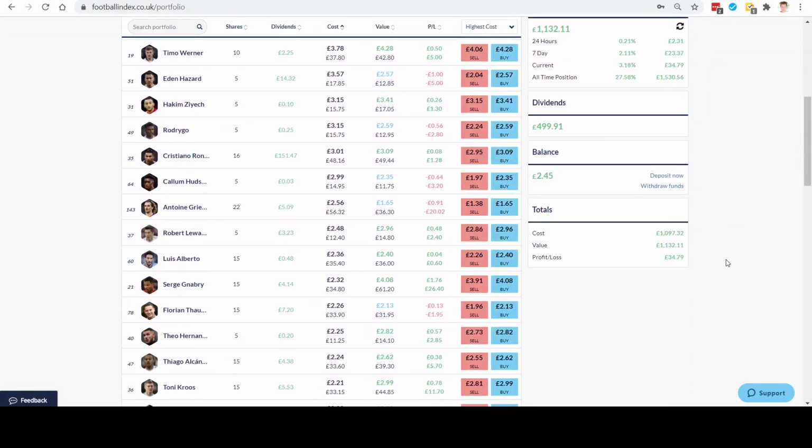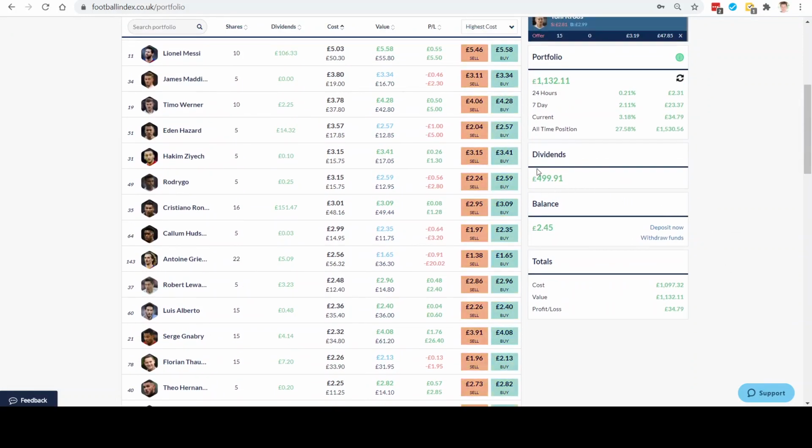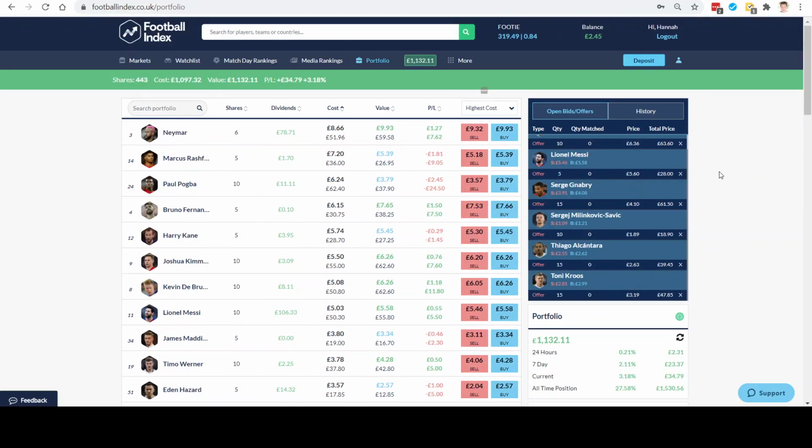Let's scroll down here and just show you a couple of things on this screen. So you've got the dividends here, so that's the total dividends you've won since you've been on the platform, and it also shows you your current balance and some more portfolio figures down at the bottom here. And you've got your portfolio figure up here as well. Okay, that's the current value of your portfolio.